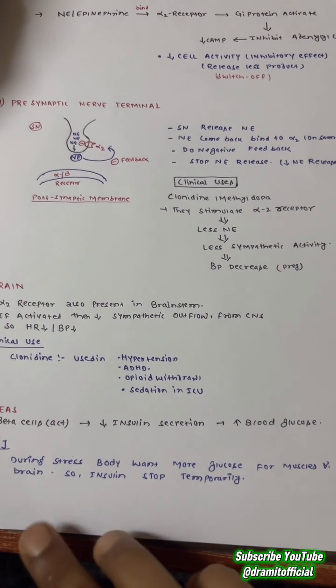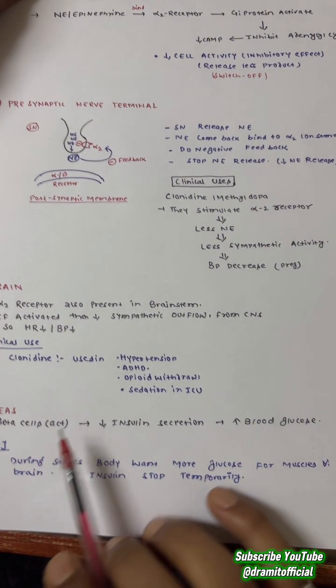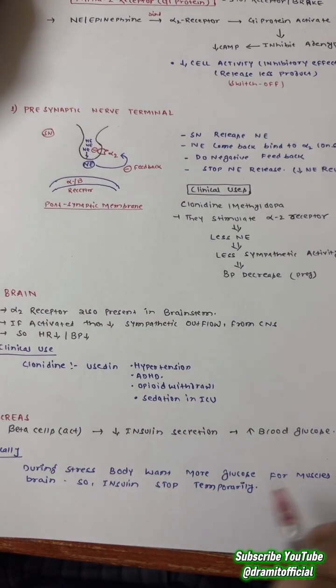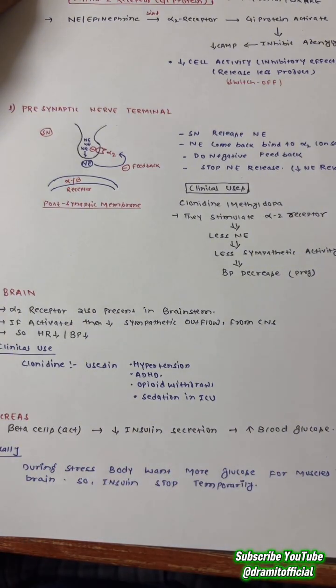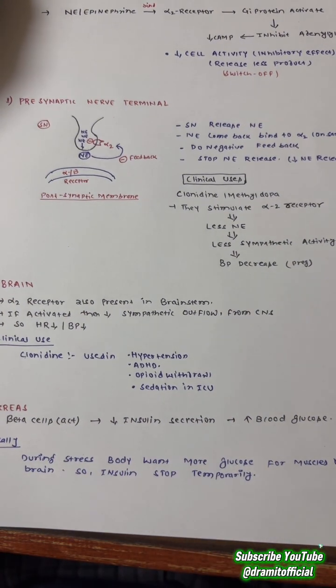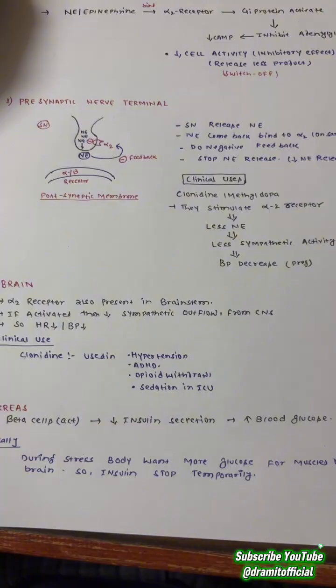So during stressful conditions, our muscles and brain need more glucose. In those conditions, the sympathetic nerve gets activated, and at that time the norepinephrine will tell beta cells, please don't release insulin. So that there will be more glucose in our body, and the insulin will stop temporarily, and the glucose that is accumulated in our body will be used by our brain or muscles.